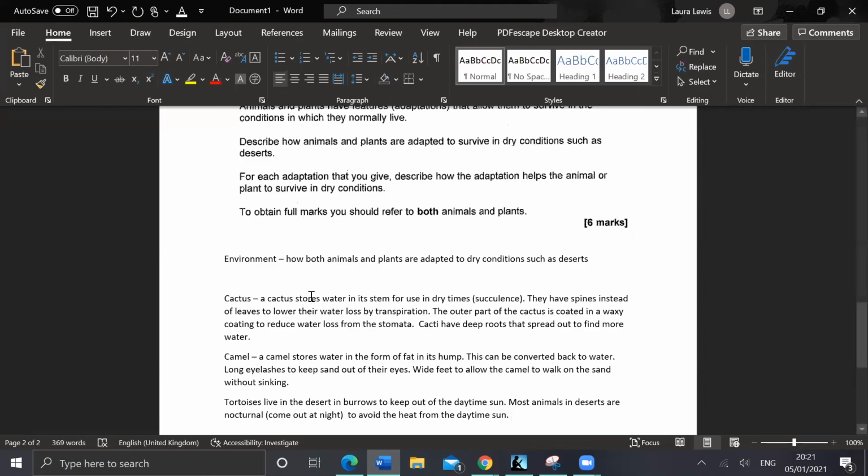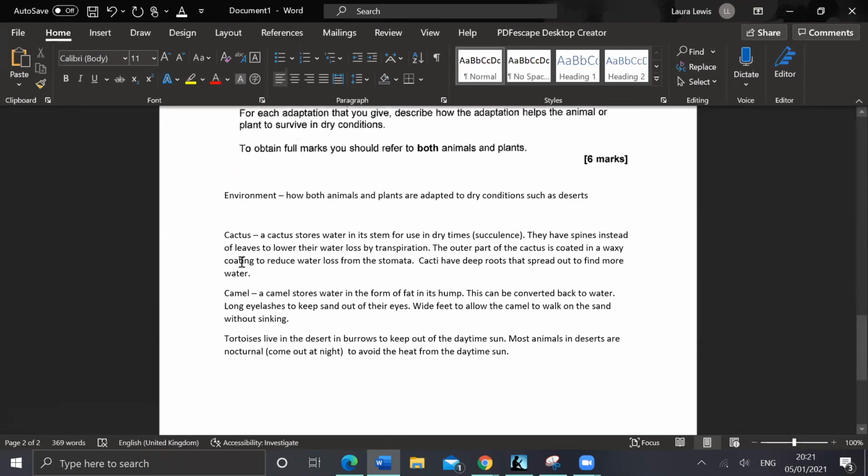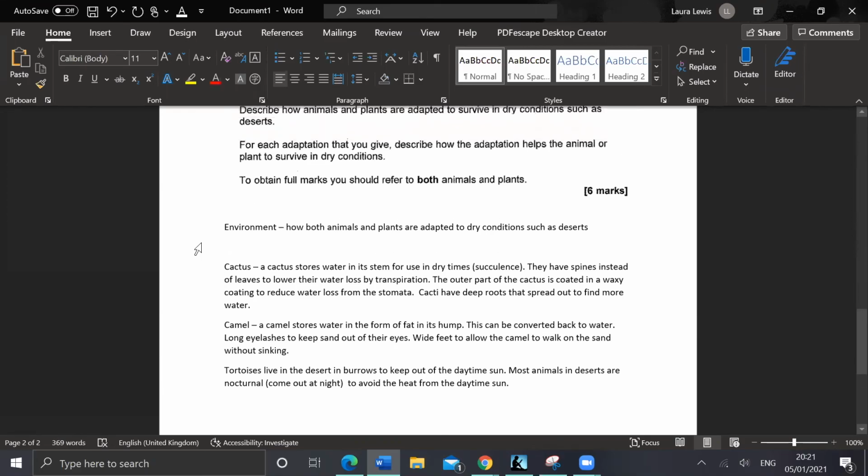Okay, so referred to both animals and plants there. Okay, so that would have achieved 6 marks. So yeah, it's about how you write it, and it is about obviously certain keywords you've got there, like stomata, nocturnal, succulent, so described, you know, that would be enough to get 6 marks.